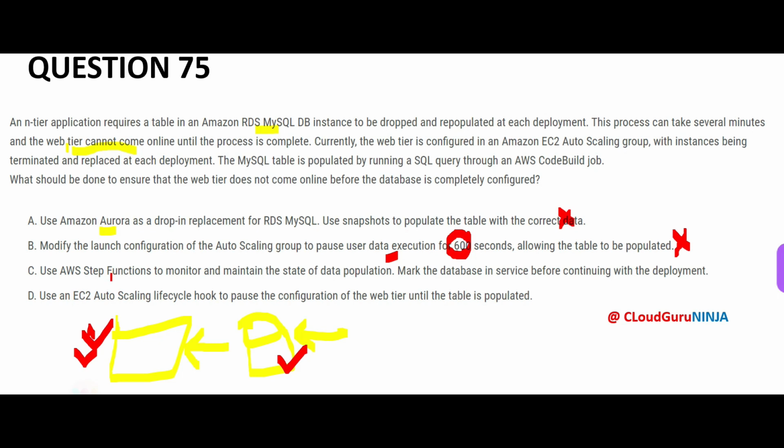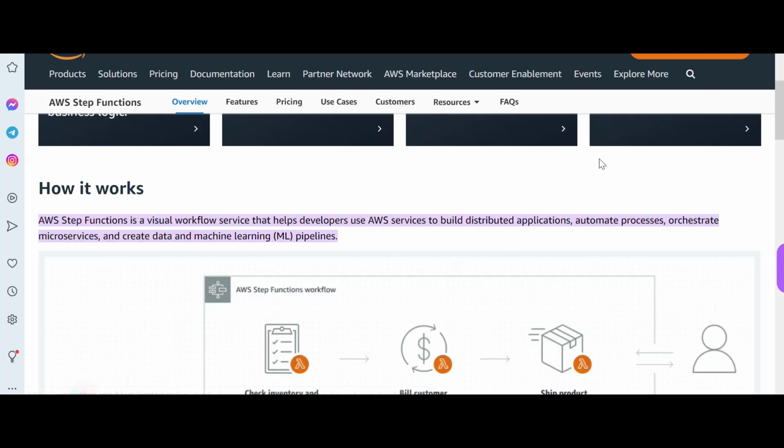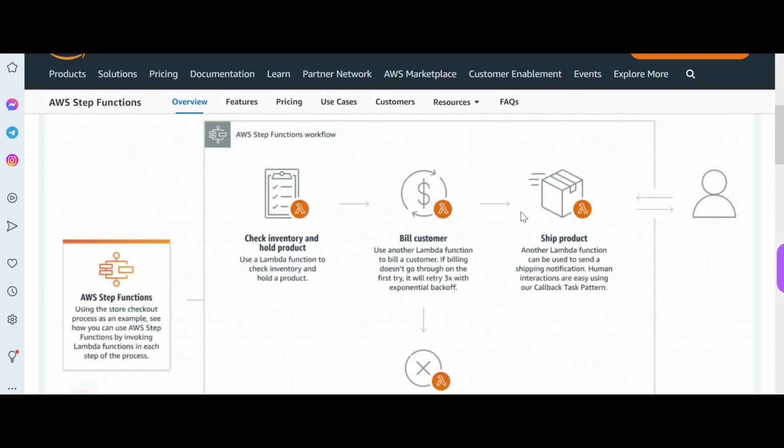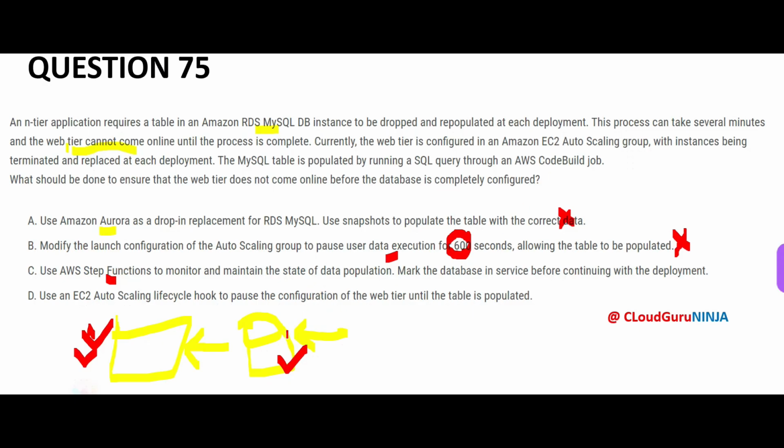Now option C is talking about Step Functions. It is used for workflow orchestration. It is like if you have 4 tasks to be done, then it will orchestrate which task will start first, then which one will start second, and so on. For example, in this diagram, you check the inventory first, then you bill the customer, then you ship the product. So this is the flow. In this question, we know the flow, man, that this database guy needs to complete. He needs to come out of the bathroom, then only this guy can go to the bathroom.